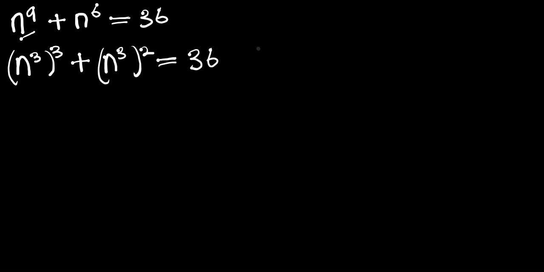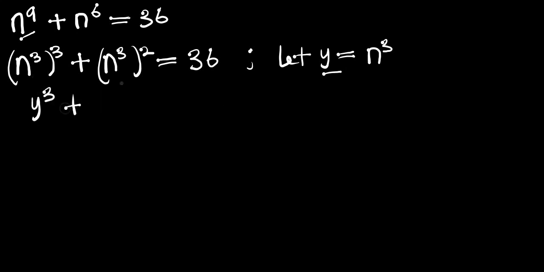So at this point we can say let y be equal to n power 3. That means wherever we have n power 3, we are going to replace it with y. We now have n power 3 all power 3, that means we are going to have y power 3, plus here we have y power 2, is equal to 36.